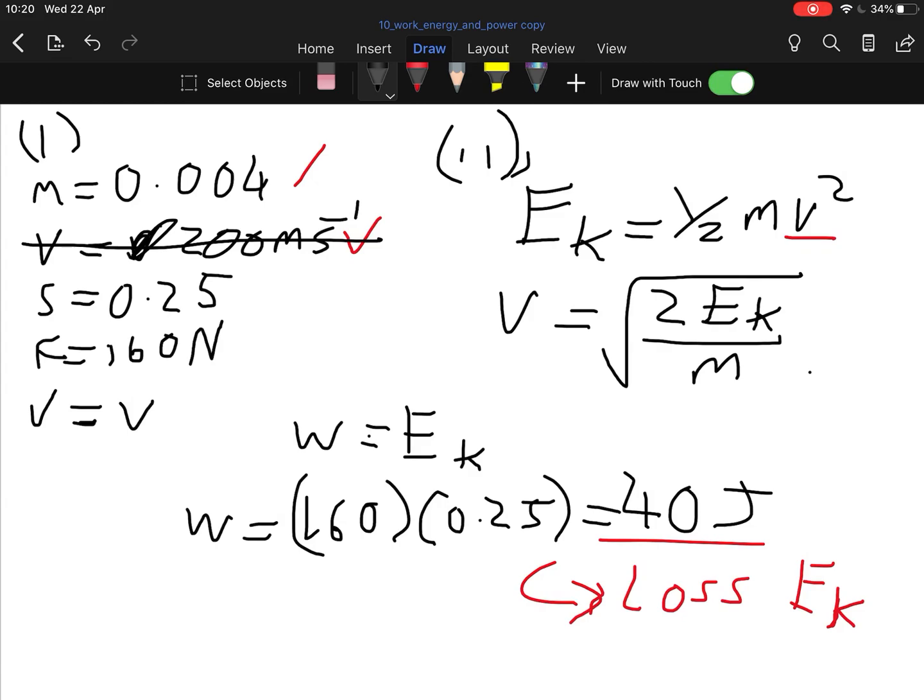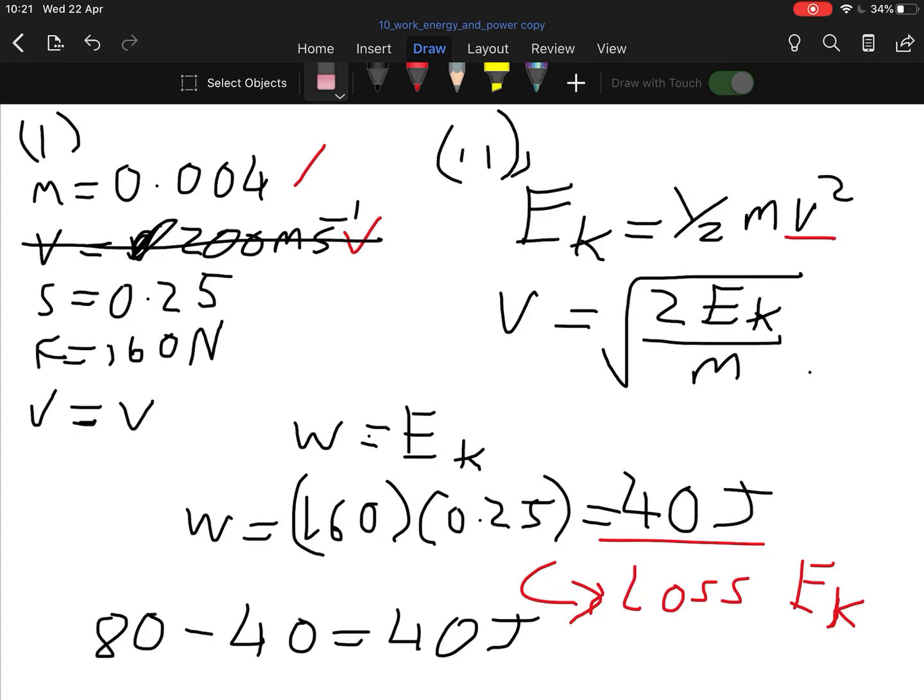So how much kinetic energy is left? Well, we know from the previous question, the total ek was 80 minus 40 equals 40. So the answer was 40. If you forgot to do this step, the loss in ek, it would have been okay because the work done was 40. But just be aware of that.